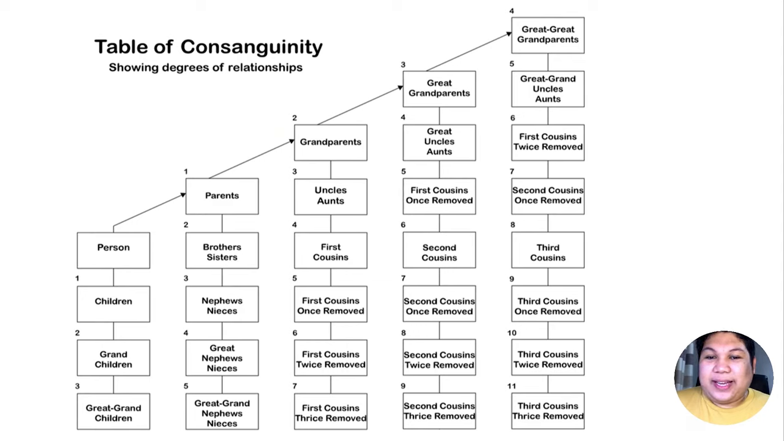So look at here. This is the table of consanguinity. So assuming this is Juan, the person who died. Okay, the persons below Juan are called the descending lines. Descending lines have no limit, even if beyond fifth degree. And when I say degree, this is the line going down or going up.